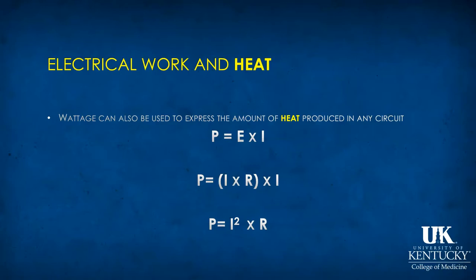With respect to electrical work and heat, wattage can be used to express the amount of heat produced in any circuit by restating the formulas that I've shown you on the previous slides, ending up with P, power, is equal to I squared times R. And this kind of knowledge helps explain the amount of energy, amount of heat that's created in various medical cauteries, etc.